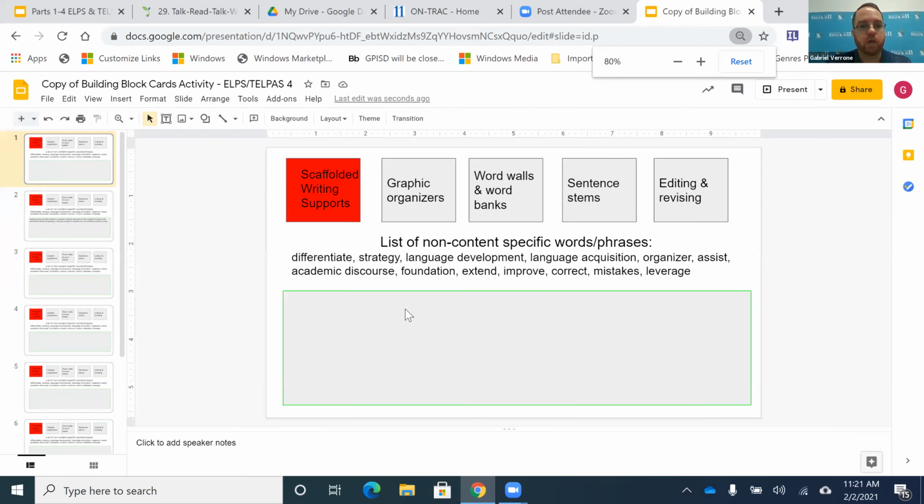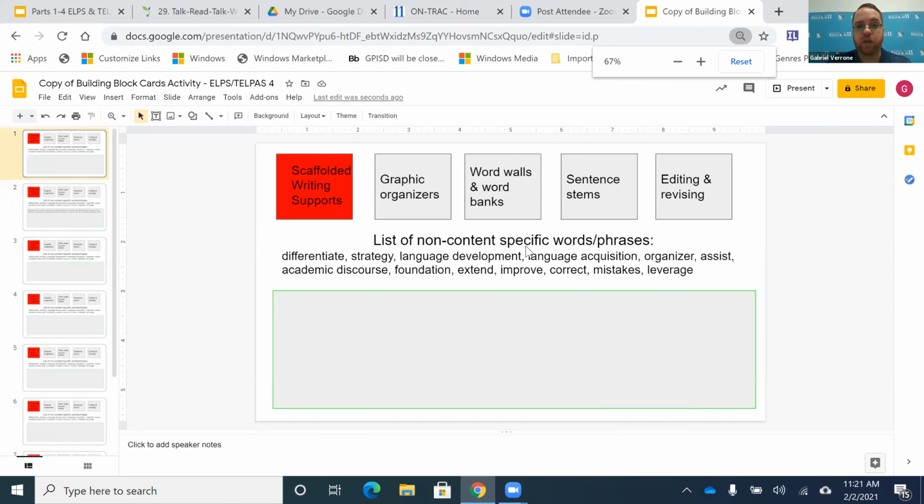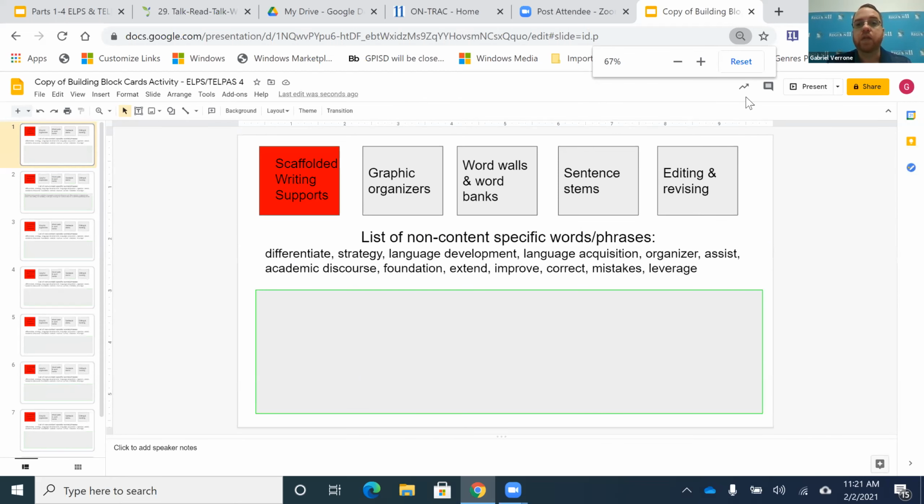Okay. Can everyone see that pretty well? Y'all can read the text? Yes? Okay. So go ahead, and what we're going to do is we're going to work on this together.